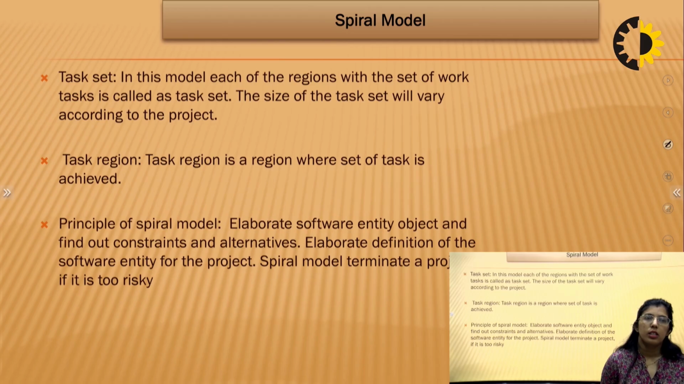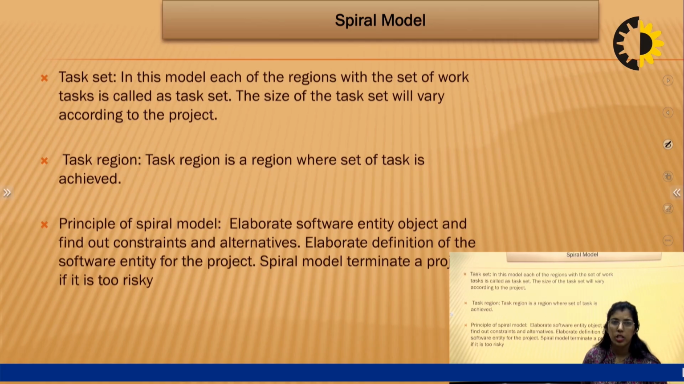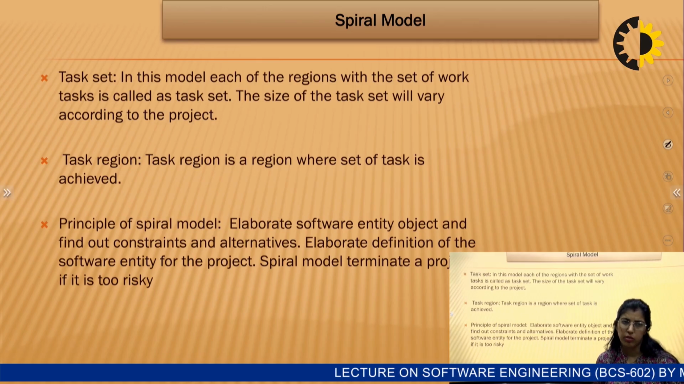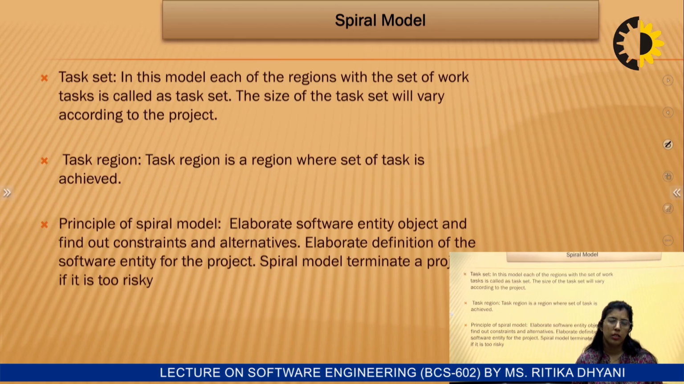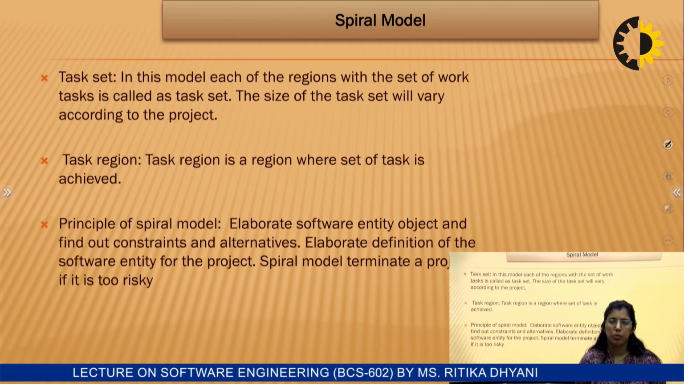The spiral model terminates a project if it is too risky, or if the costing of the particular project just overflows the actual costing given by the customer. So in that case, a company will definitely not go with the project.